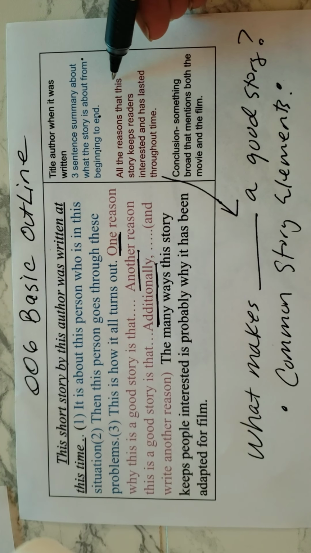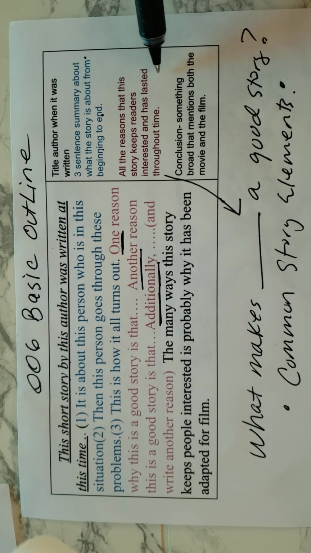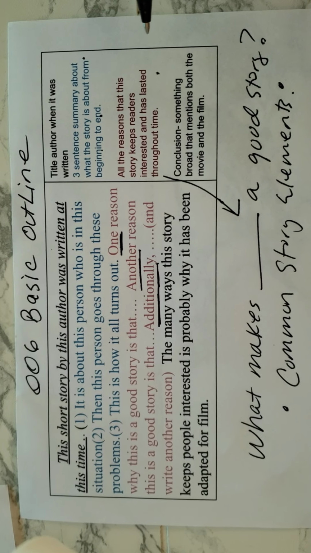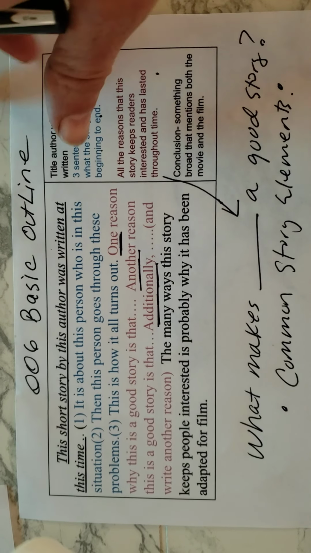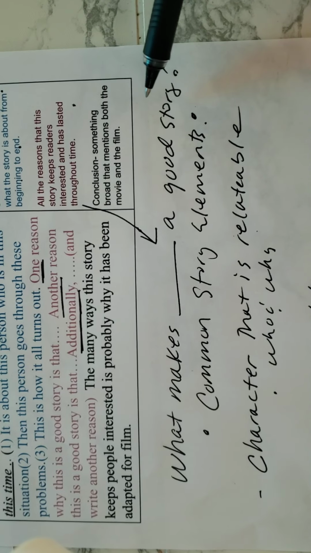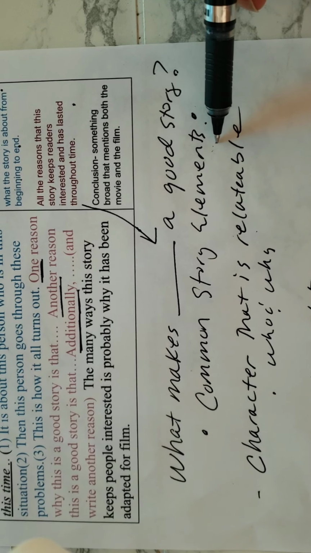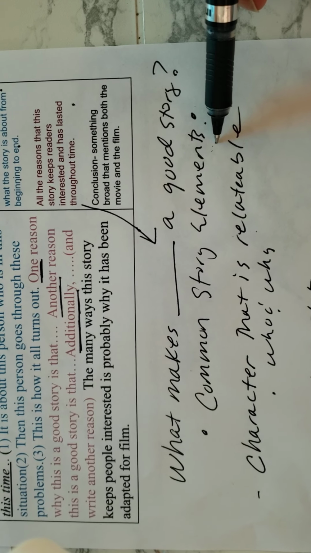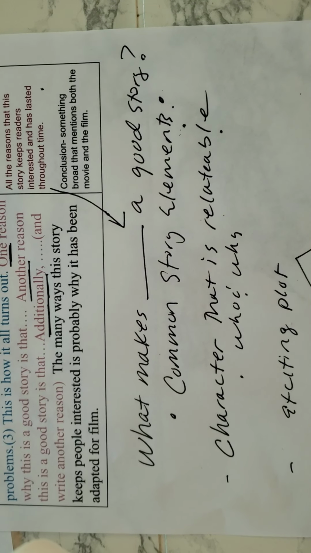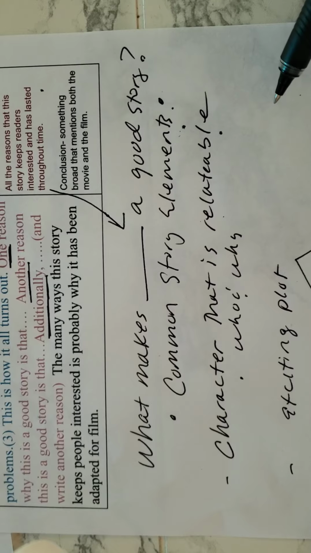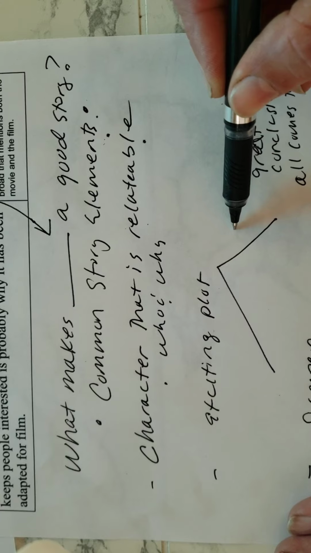Then, this part might be a little harder. All the reasons that this story keeps readers interested and has lasted throughout time. What makes it a good story? Okay? Now, what are you looking for there? Try to think about what makes a good story. Common story elements are what make a good story. That's why they're common. That's why they're in stories. So possibly a character that's relatable. That's a reason. And then you would say who it was and why. Was there an exciting plot? Is that what makes it a good story?